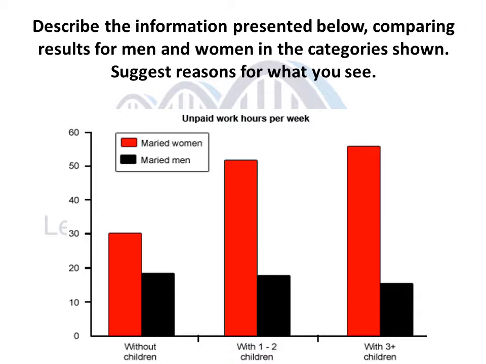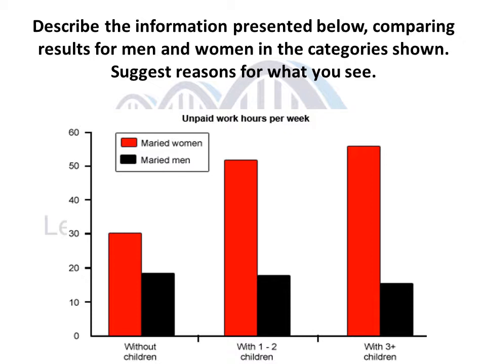We need to say something specific, something that shows the examiner that you have analyzed the chart. So what you can say is, when the number of children increase, the unpaid work hours for married women increase, but the unpaid work hours for married men decrease. Now, if I say that, it shows that I have looked at the trend. I'm looking at how the hours are changing with more children. And that's a good overview.